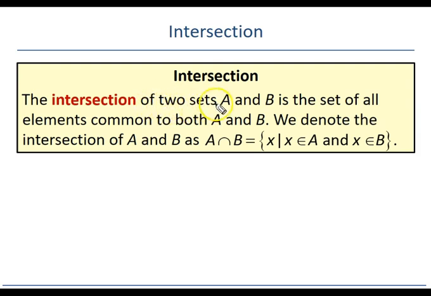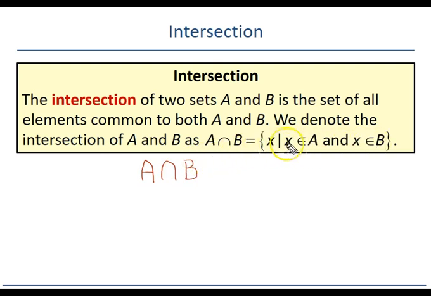We say the intersection of set A and B is the set of all elements, these are members of the set, common to both A and B. And we denote this intersection of A and B as this symbol here: A intersects with B. This is the symbol we use for it.